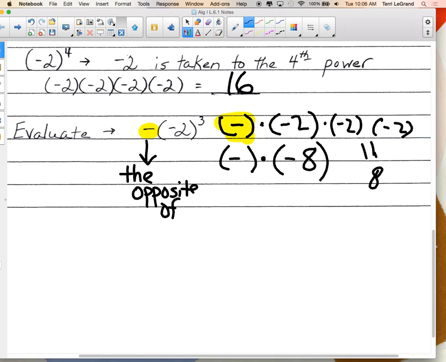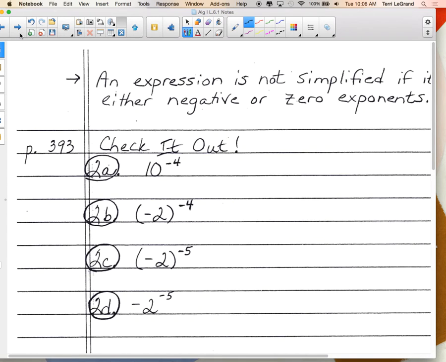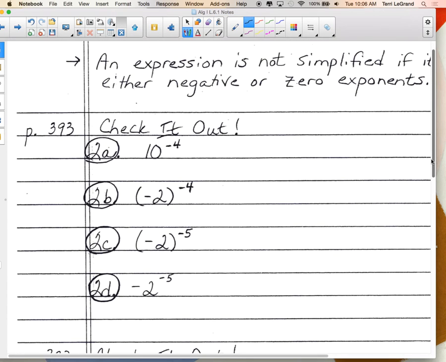Okay, let's go to the back then and do some check it out problems, and then you can see how you did on yours. Okay, we're actually doing check it out problems for example 2.